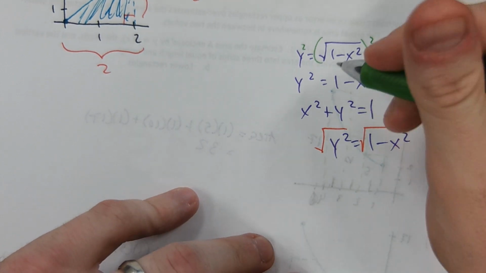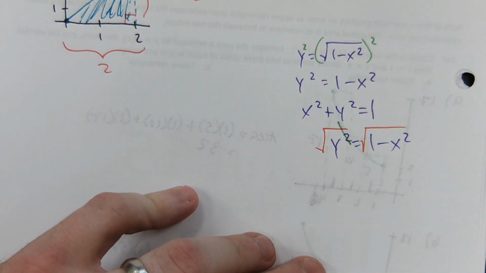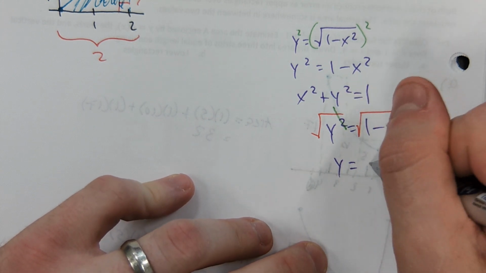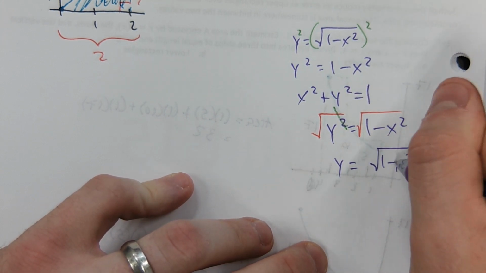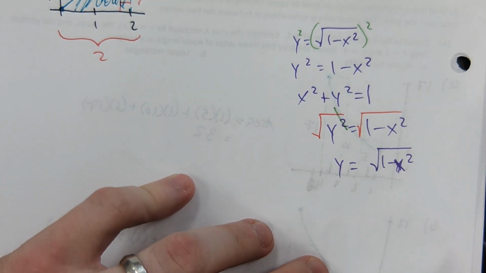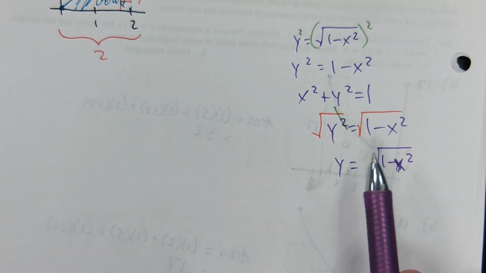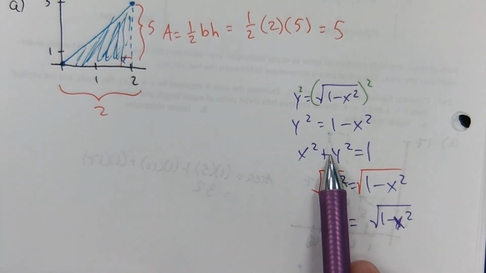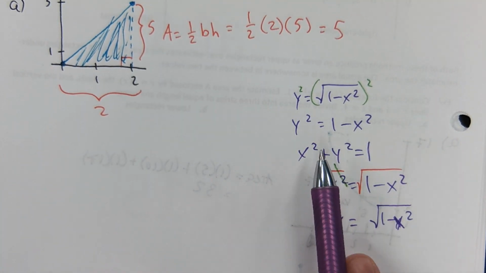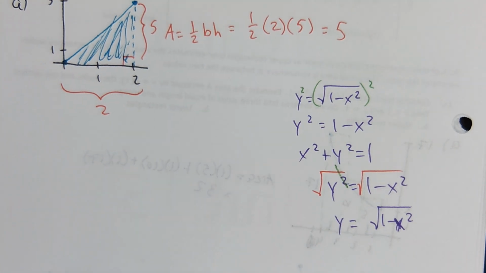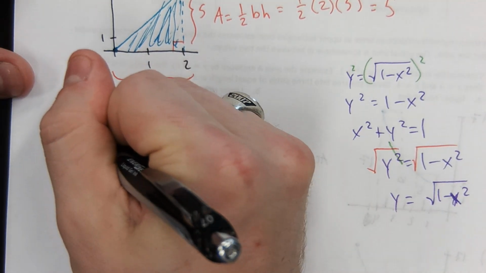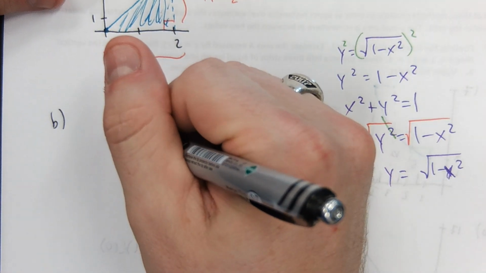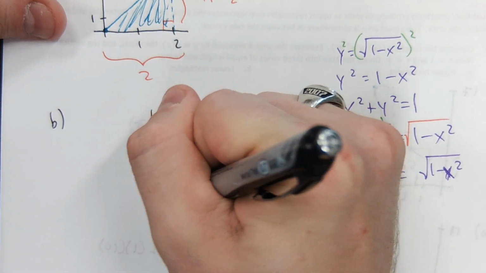You have to remember that every time you cancel a square with a square root, it creates a plus or a minus. I didn't have plus or minus. I only had the plus version. So what does that mean? That means that this is the positive half of this circle. The positive half of this circle. That means the half of this circle that is above the x-axis. If you didn't understand all of that, don't worry about it. I just need you to be able to find the area of a circle.